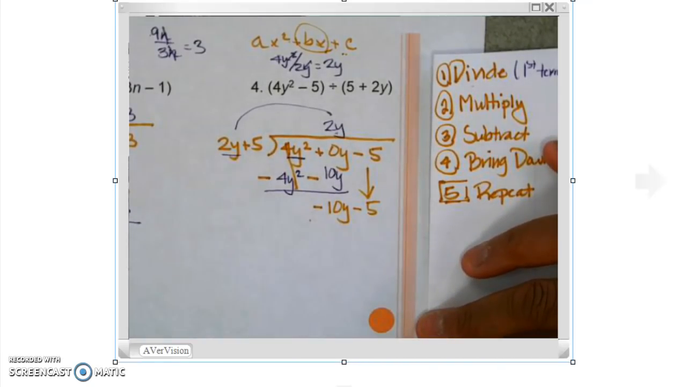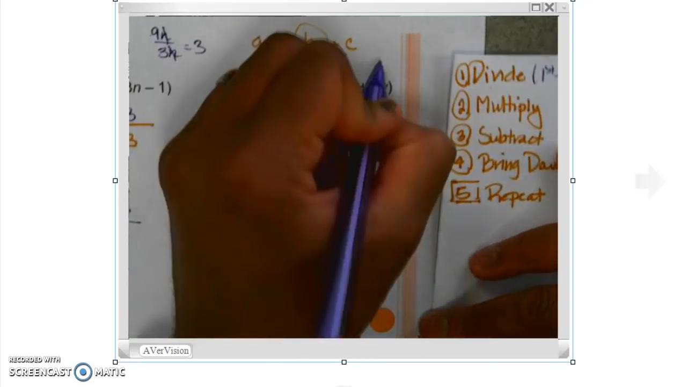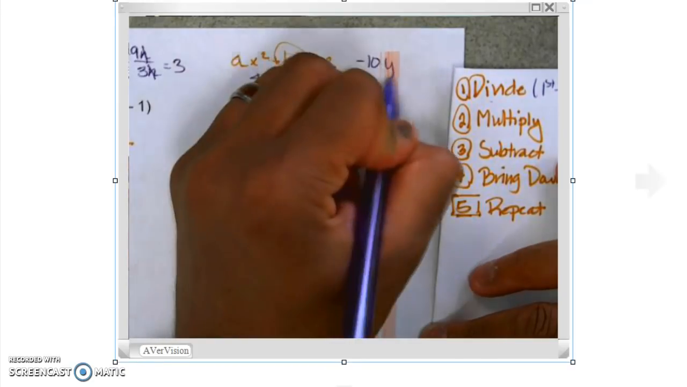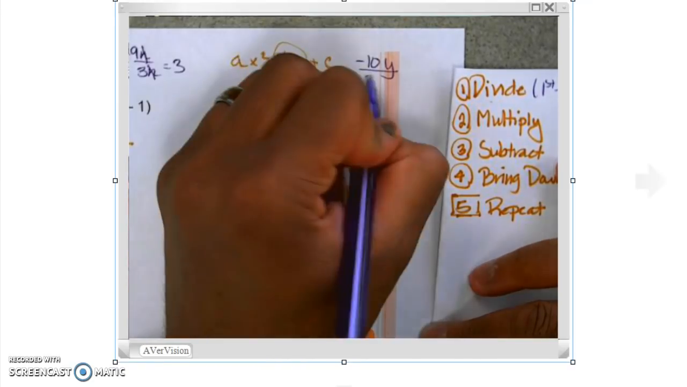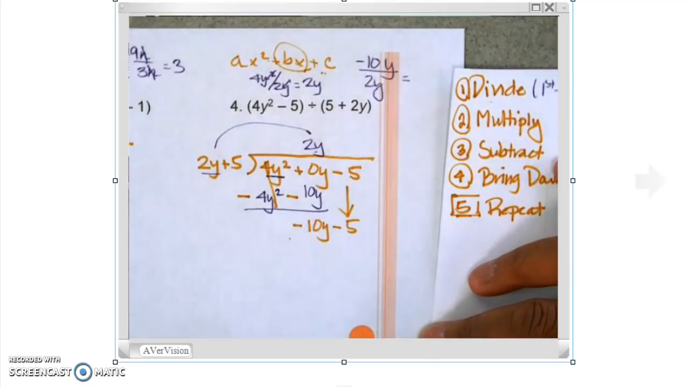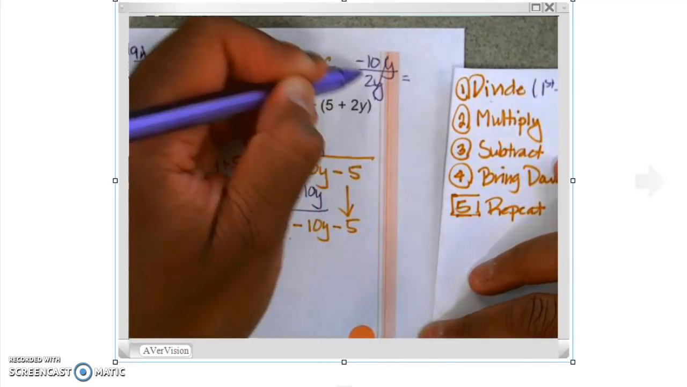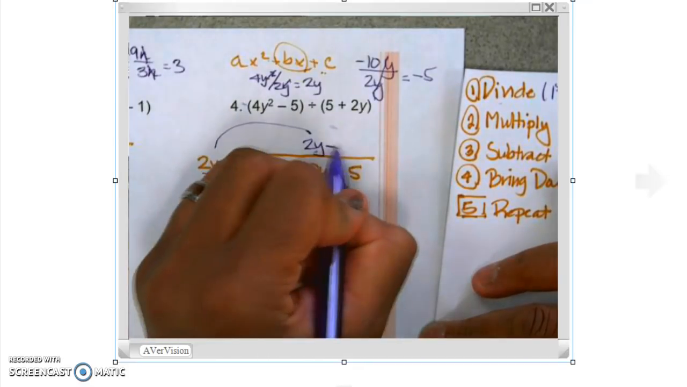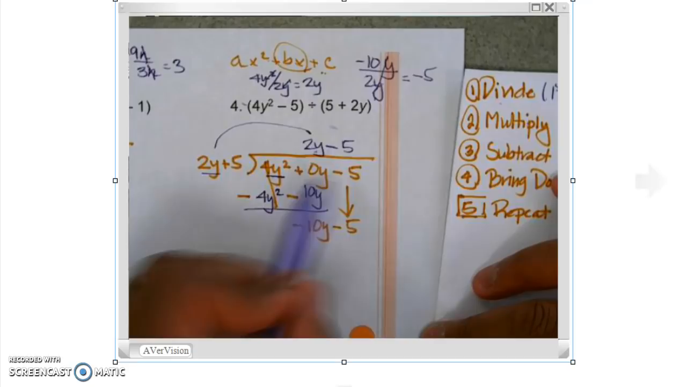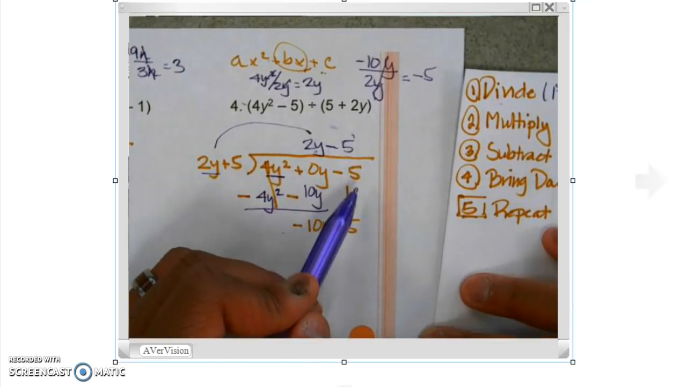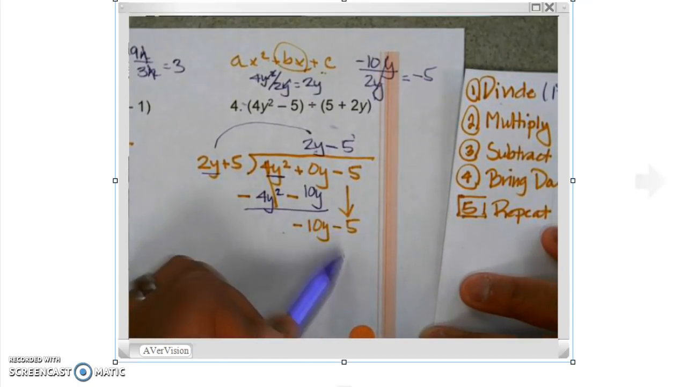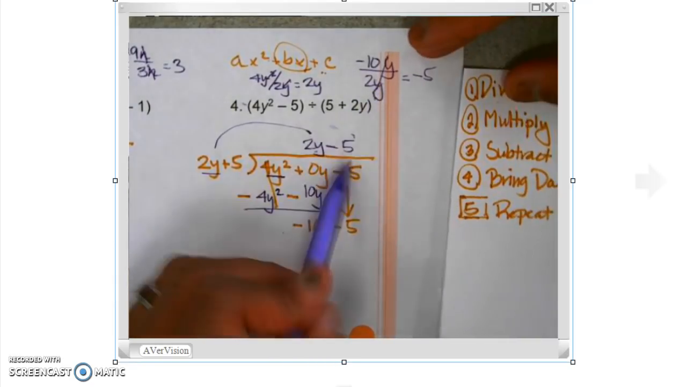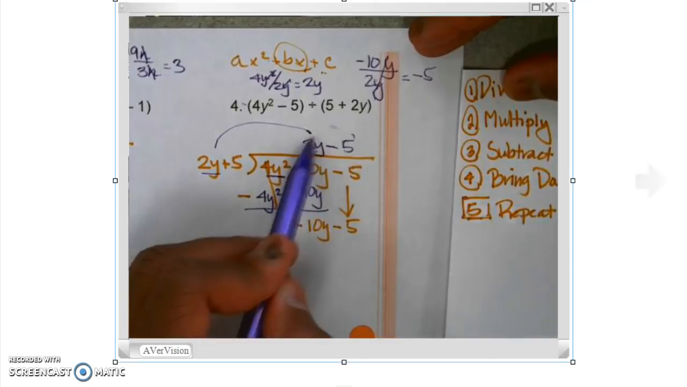Beautiful. Let's divide again. I have negative 10y divided by 2y. So these cancel out. Negative 10 divided by 2 is negative 5. Minus 5. Now let's multiply again. I just brought down, and I put, what did I just do? Just kidding. I just divided, and I put it here, so my next step is to multiply.